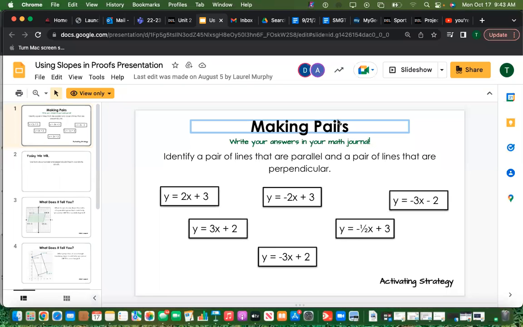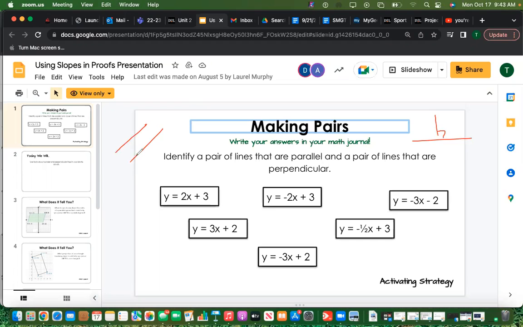Not, it's okay. We'll go over it. So identify a pair of lines that are parallel or perpendicular. Really quick recap. Parallel means that you're running beside each other. It's kind of like train tracks. Right. They never touch. They never cross each other. Perpendicular means that it creates a 90-degree angle.